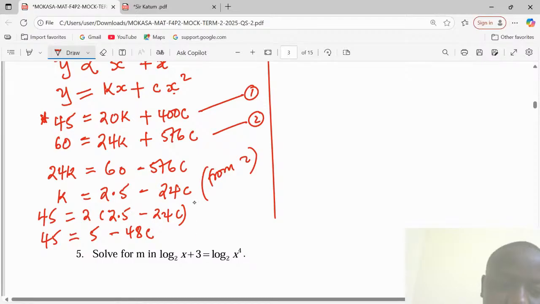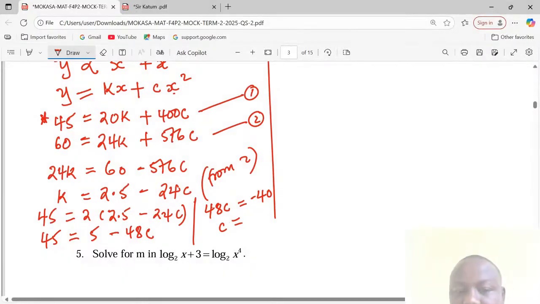We can find c by saying 48c equals to 40. But now the 40 is negative. So the value of c will be 40 over 48 with a negative. And this is 5 over 6. Yeah, negative 5 over 6.